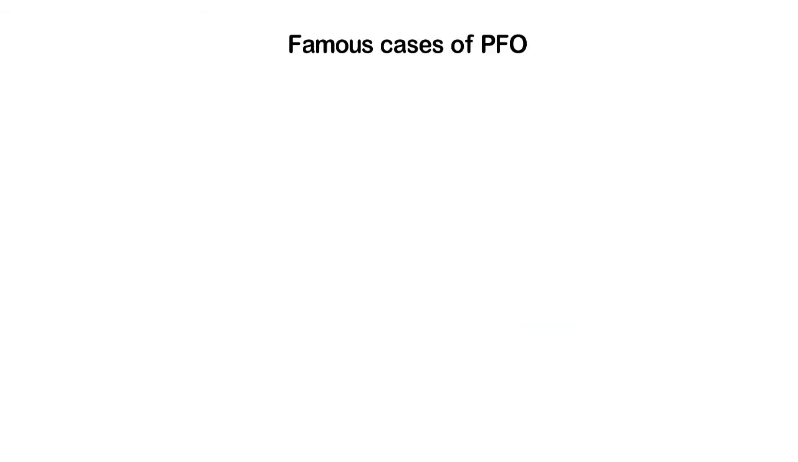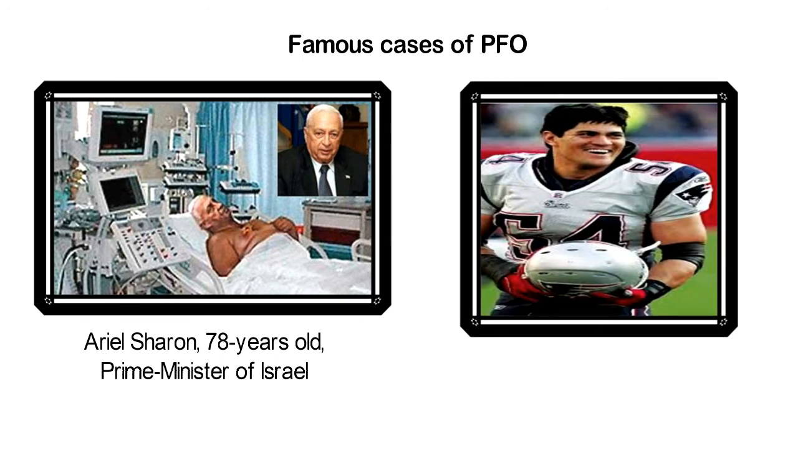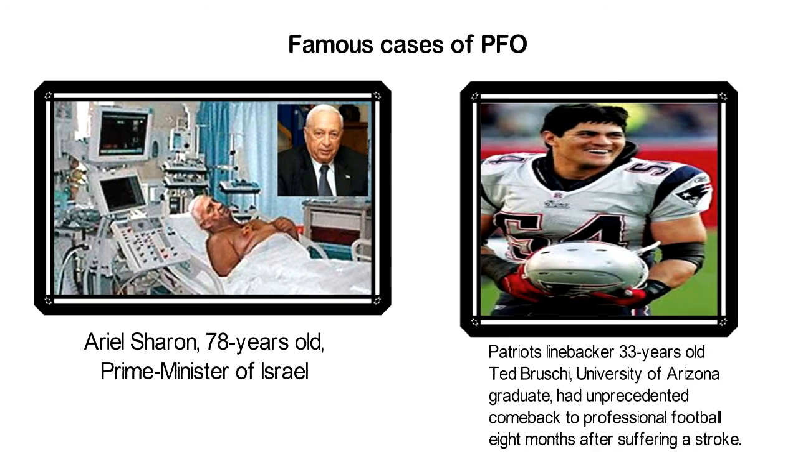Famous cases of PFO. Ariel Sharon, 78 years old, Prime Minister of Israel. Patriots linebacker Tedy Bruschi, 33 years old, University of Arizona graduate, had an unprecedented comeback to professional football 8 months after suffering a stroke.